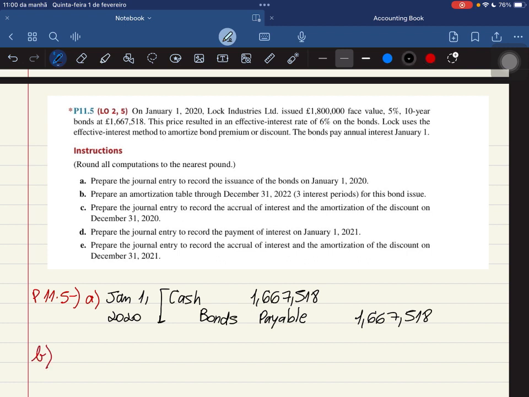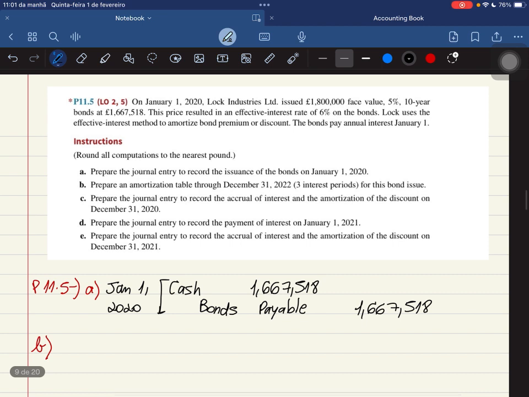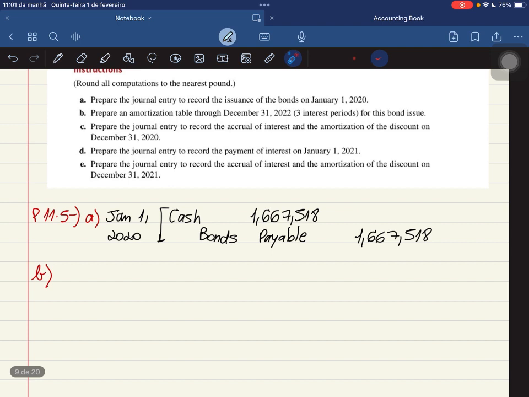B. Prepare an amortization table through December 31st of 2022. 3 interest periods for the bond issue. Well, over here you need to know if that is a discount or a premium bond, right? Here we know that this is a discount because the issuance price is less than the face value. Here they ask us to prepare until December 31st of 2022. So I'm actually going to go until January 1st of 2023 because on 2023, that's when you pay the interest for the previous year of 2022.